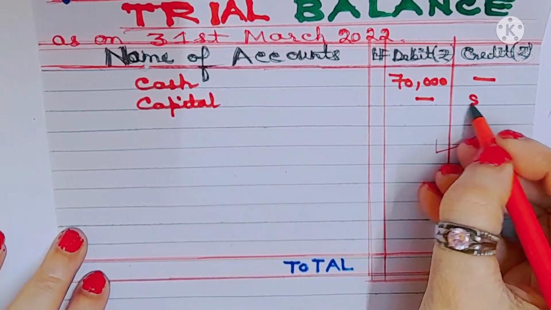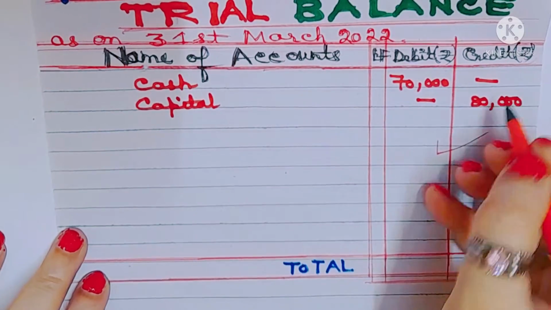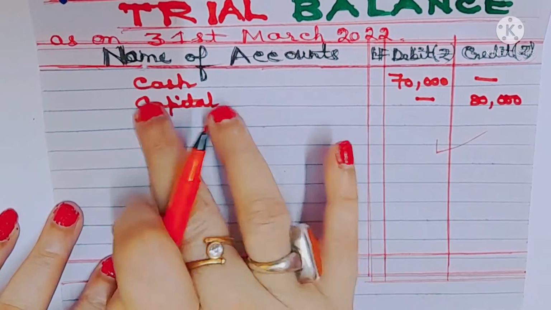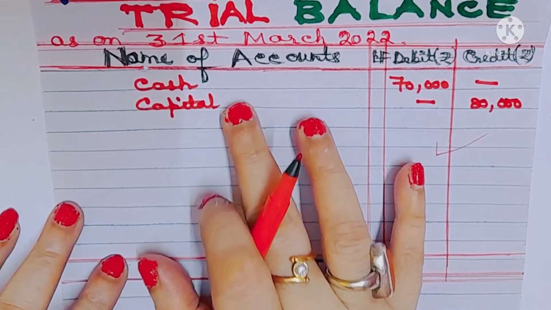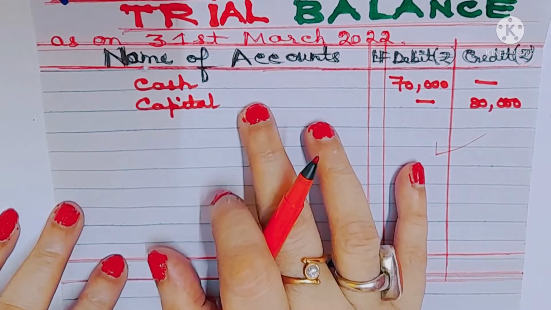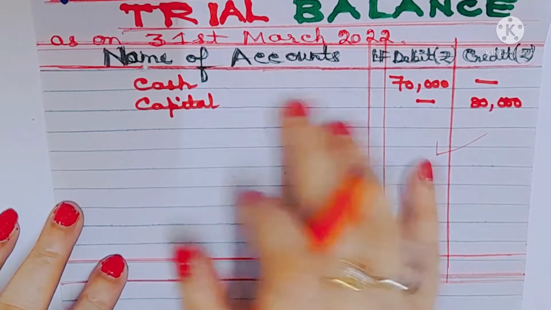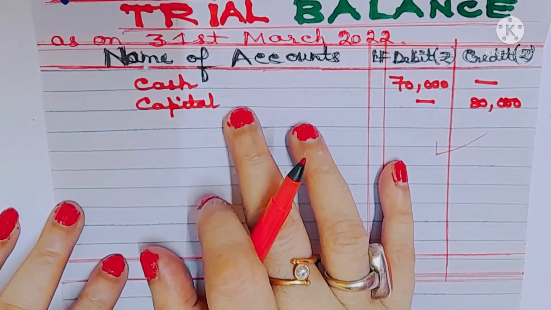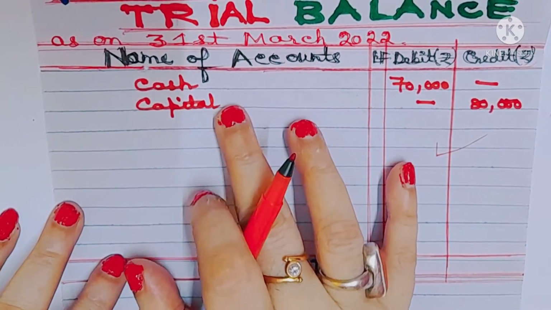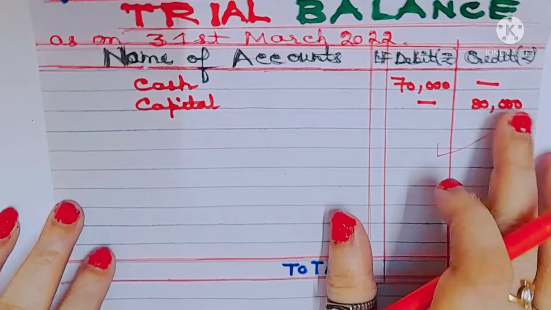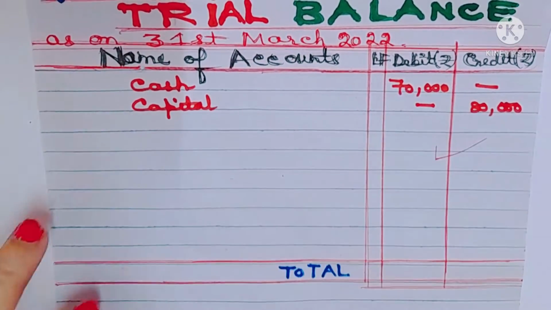Capital is a credit balance. Why is capital a credit balance? Because capital comes under personal account. According to personal account, the giver of the benefit is credit. Here, the proprietor is the giver of capital. So capital account will be credited. Understood? Let's see the next account.